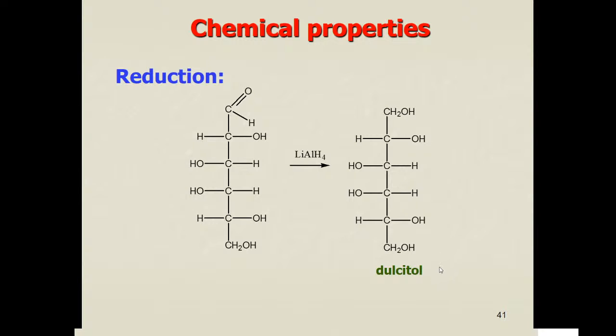And that's why people who suffer from problems with glucose metabolism, like diabetes mellitus, for example, can use this dulcitol or sorbitol in a diet instead of sugar. These are polyalcohols.